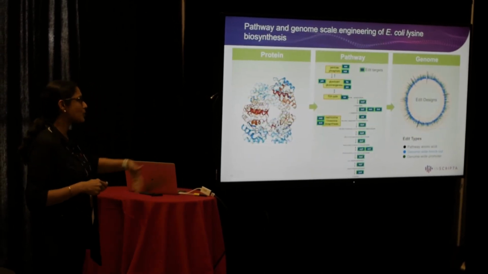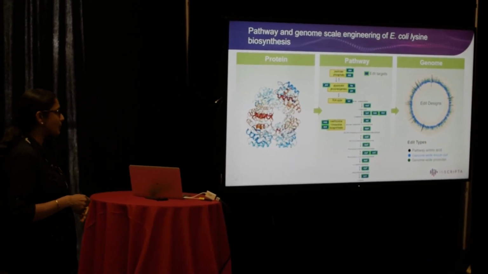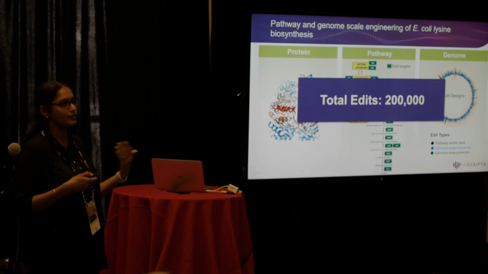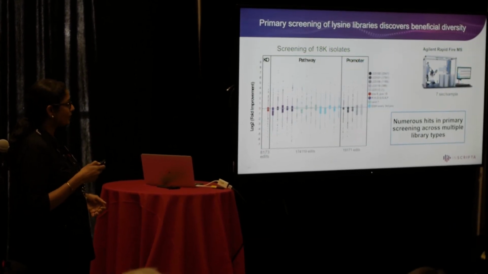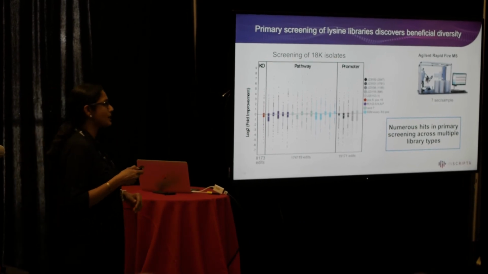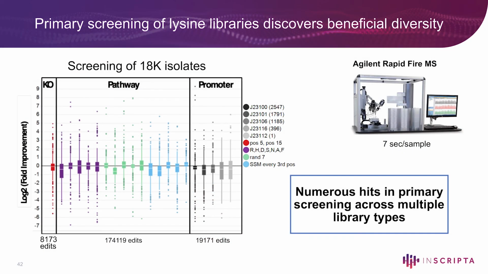Very similar, so I won't dwell on it. You're already familiar with the approach we are taking and the 200,000 edits we created. So let's look at the lysine. Again, we use the RapidFire mass spec to look at the lysine titer. Sorry, I'm getting confused here. The x-axis shows you the different libraries and the fold change in the y-axis. You see a lot of primary hits.